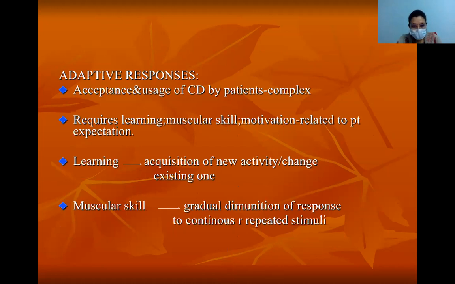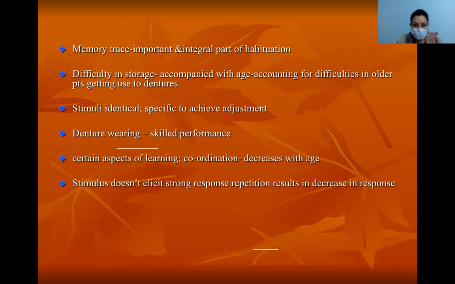It requires learning, muscular skill, and motivation from the patient. Learning can be by acquisition of new activity and change in existing ones. Muscular skills can be developed by the patient gradually over a period of time. Memory trace becomes an important and integral part of habituation. Difficulty in storage accompanied with age accounts for difficulties in older patients getting used to the denture. The stimulus is identical, specific to achieve adjustment. Denture wearing requires skilled performance.